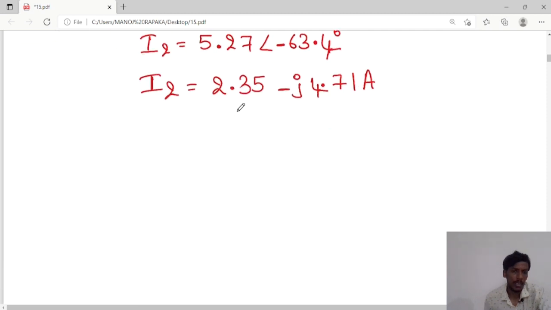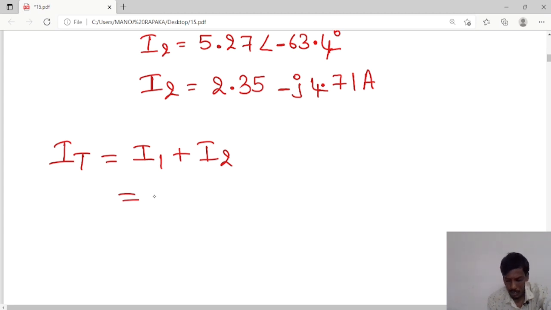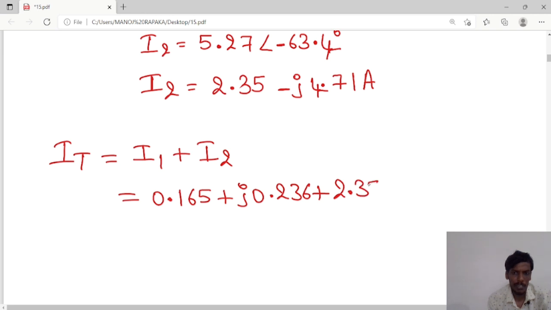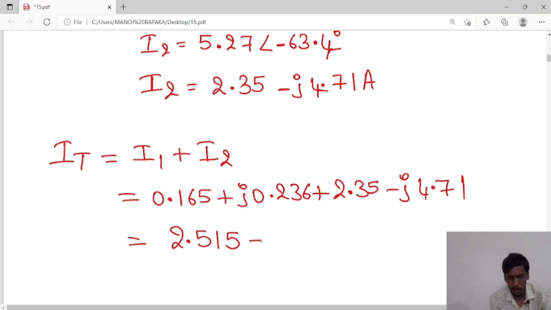So we have to calculate the total current now. Total current equals I1 plus I2. The I1 value we have calculated is 0.165 plus j0.236, and the I2 value is 2.35 minus j4.71. If you add these two terms, the value will be 2.515 minus j4.474 amperes. This is the final value in the rectangular form.